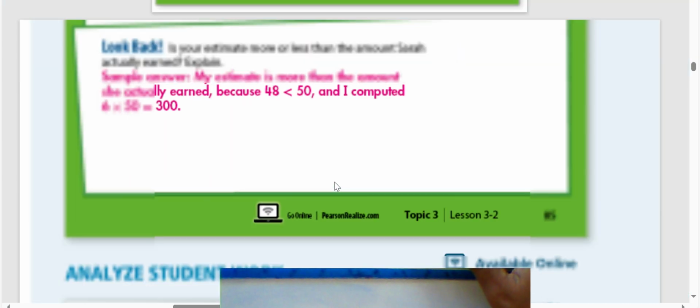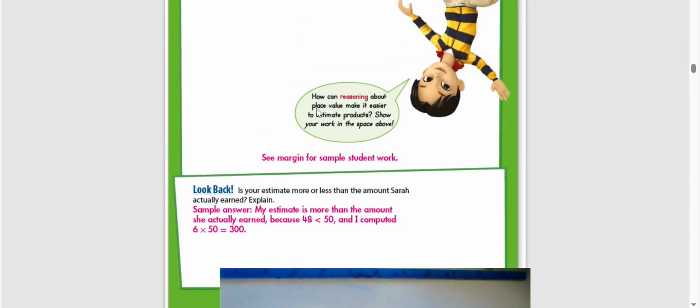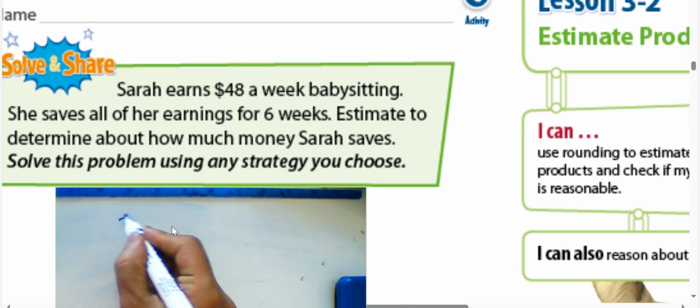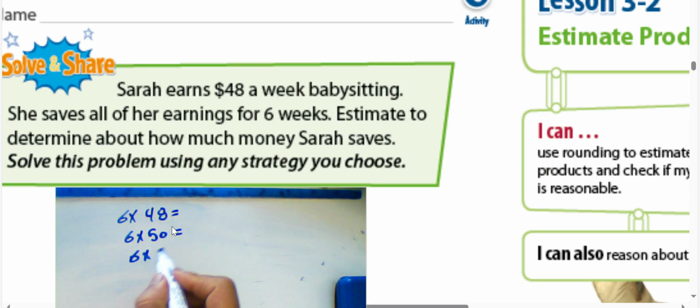We can use this strategy here. Look at this with me down the page. We know 48 rounds to 50, because 6 times 50 equals 300. When you find the result by approximating like this, we use a compatible number. We want to multiply 48 by 6. You know 48 is close to 50, then you can write 6 times 50. And then we can write 6 times 50 equals 10 times 5.